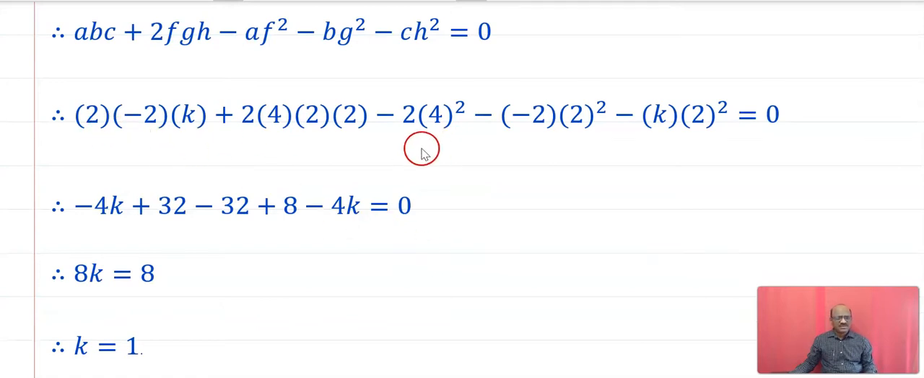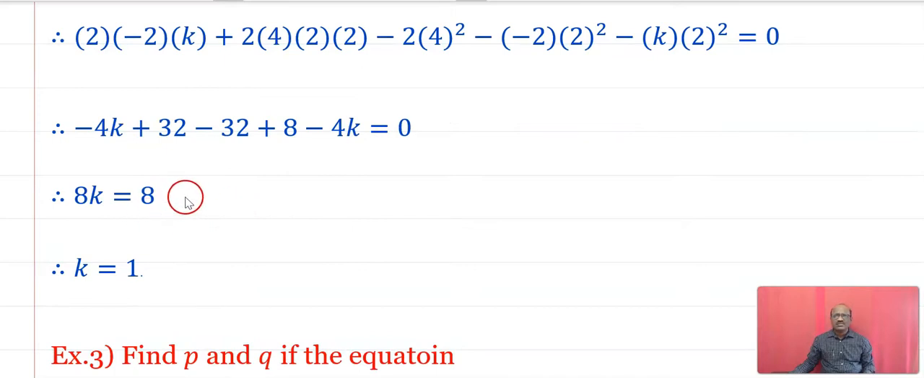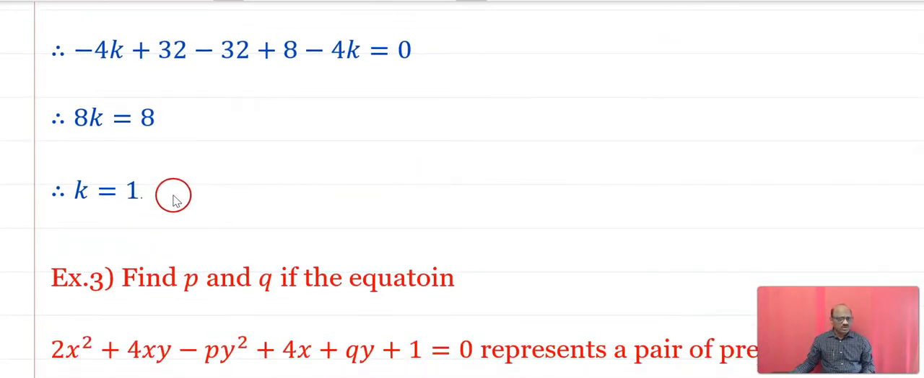And if you simplify this, then you will get minus 4k plus 32 minus 32 plus 8 minus 4k equals 0. And hence 8k equals 8, and k equals 1.